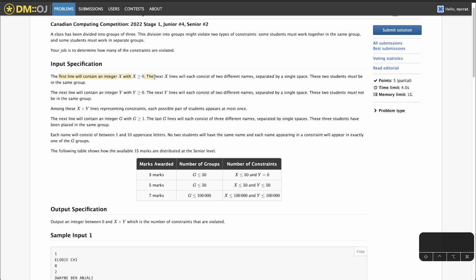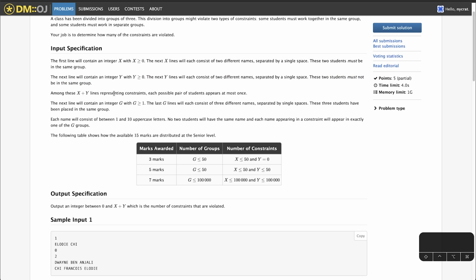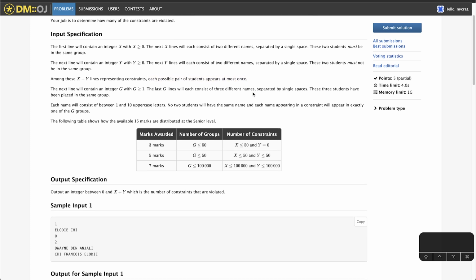So the first line will be X, and the next X lines will contain 2 different names, and these 2 students must be in the same group. Next line is another integer, and then the rule is again the same thing, except the 2 students must not be in the same group. And each pair of students appears at most once.